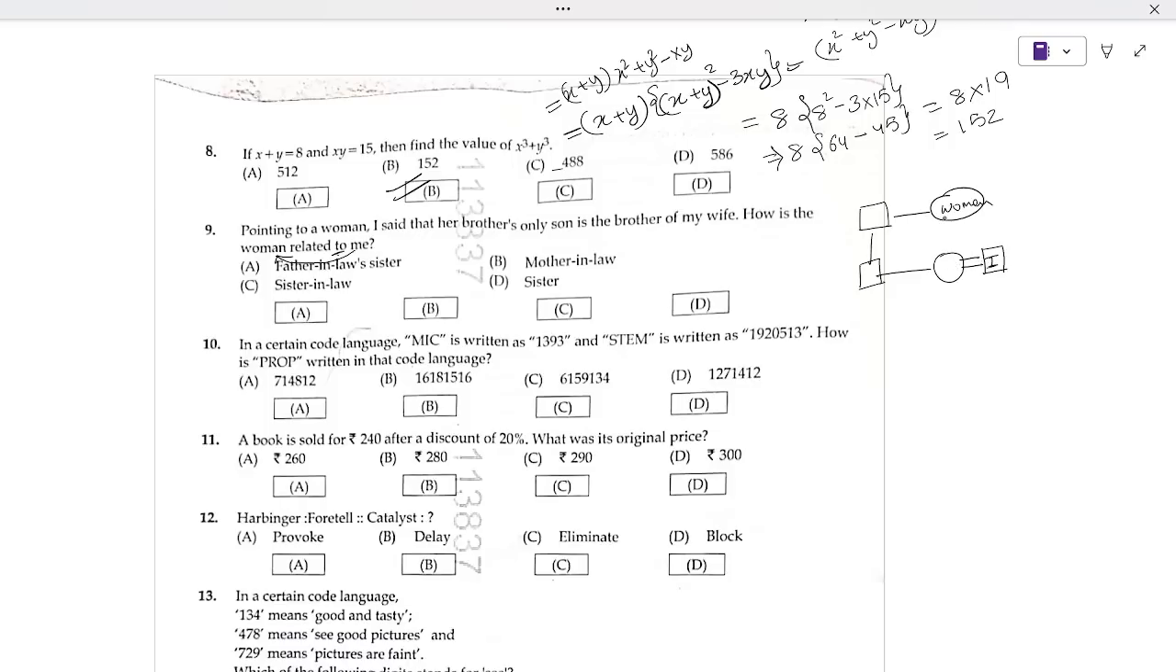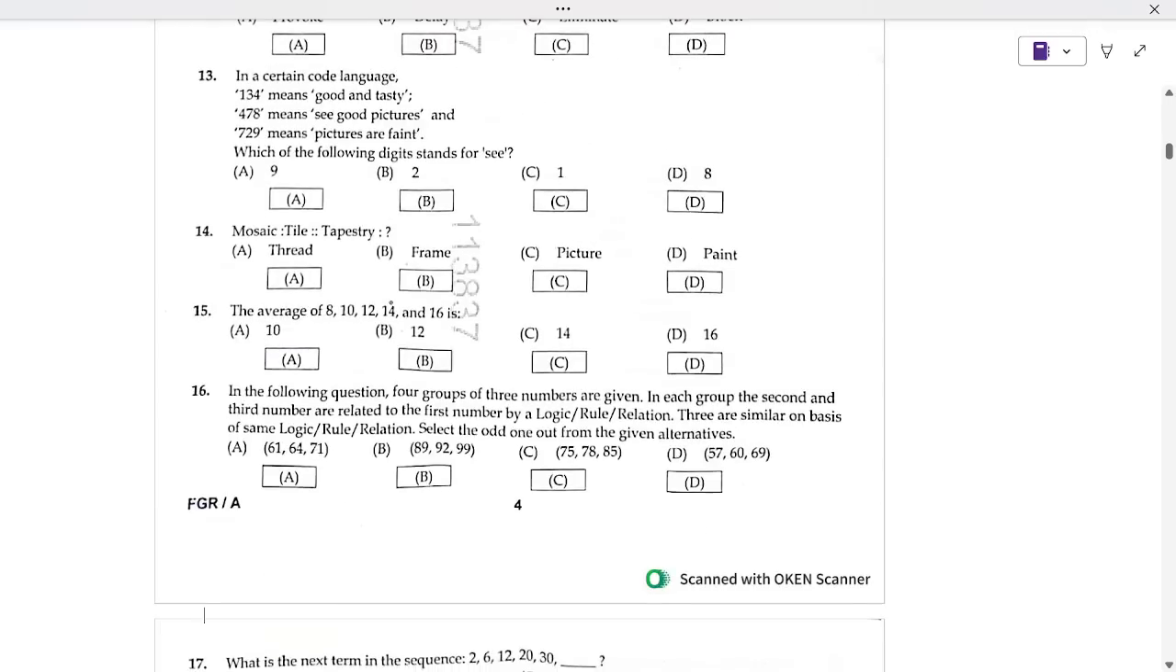Sibling or no, and female means sister-in-law. So here, father-in-law's sister, right? Not sister-in-law, but father-in-law's sister, right? Next is the next one.